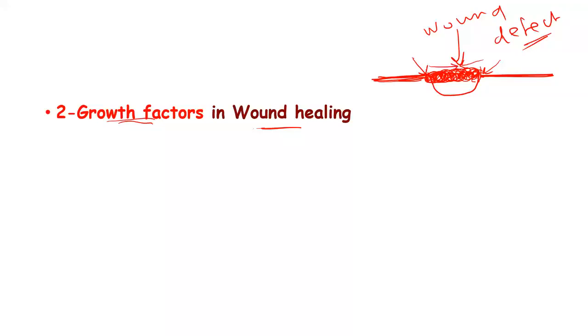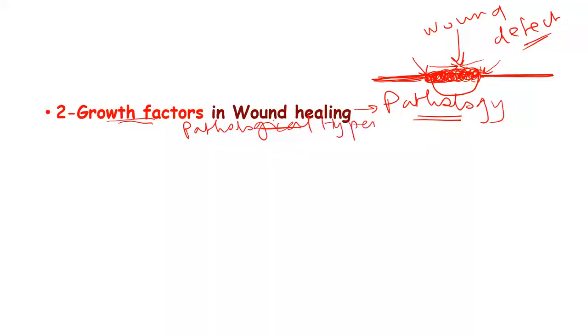This is overgrowth of the epithelium to cover this wound area, and because the wound is pathology, not physiology, the wound is a pathological condition, so this is another form of pathological hyperplasia of the epithelium to cover the wound area. And this is under the effect of growth factors, not hormones this time.